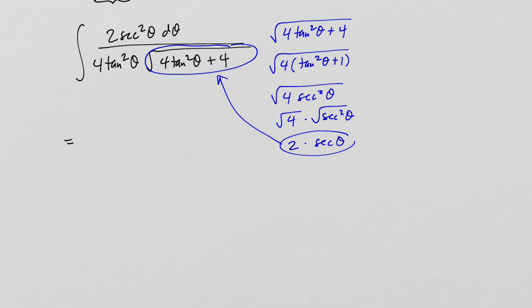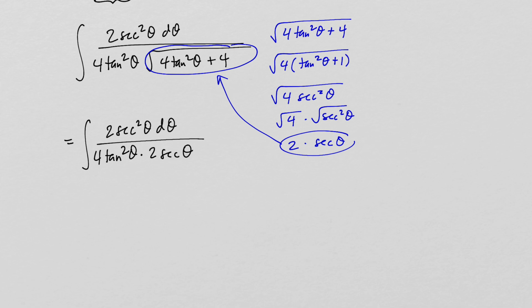So then our integral becomes the integral of 2 secant squared of theta d theta over 4 times tangent squared of theta times 2 secant theta. All right, so now we're going to cancel what we can. 2 divided by 2 cancels. Secant theta here and secant theta there cancel. And we end up with the integral of secant of theta over tangent squared of theta.